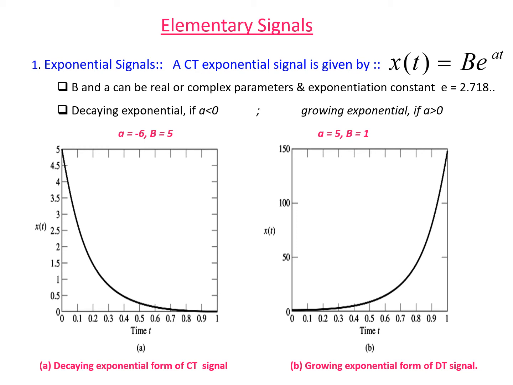Now there are two types based on how the constant a behaves. If the constant a is less than 0 or negative, then we have what is called a falling exponential or decaying exponential. So this graph shows how a falling or decaying exponential signal value varies as time progresses. You can see the time is taken from 0 to 1. It may be in seconds, milliseconds or microseconds. As time progresses, the value of the exponential keeps on decreasing.